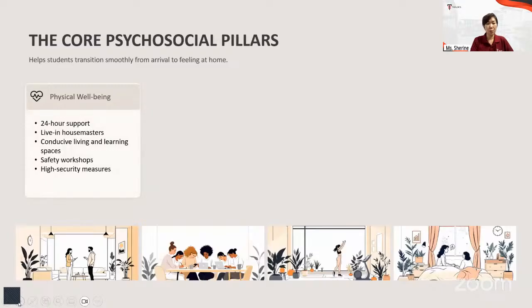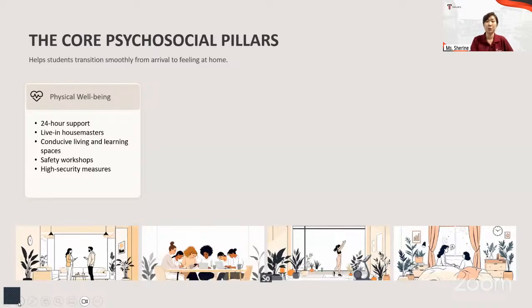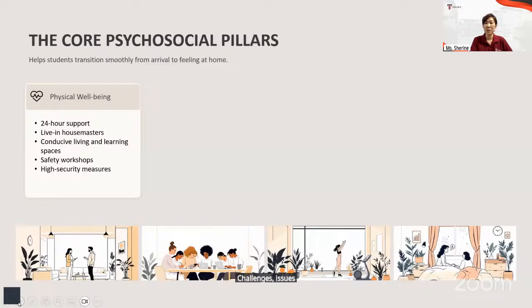So as you can see, what I meant just now by the 4 psychosocial support pillars, I'm now deep diving into the details. For example, physical well-being. We have actually a 24-hour support. What do we mean by that? Because we have live-in house masters. So these are called the house wardens who actually live in the same environment as the residents. So anything that the residents need or face, challenges, issues, our live-in house masters are actually there 24/7 to support them.